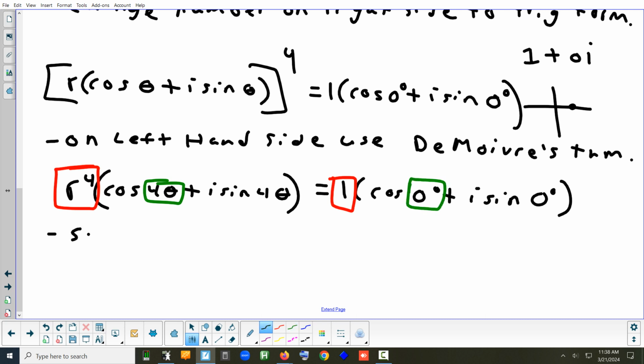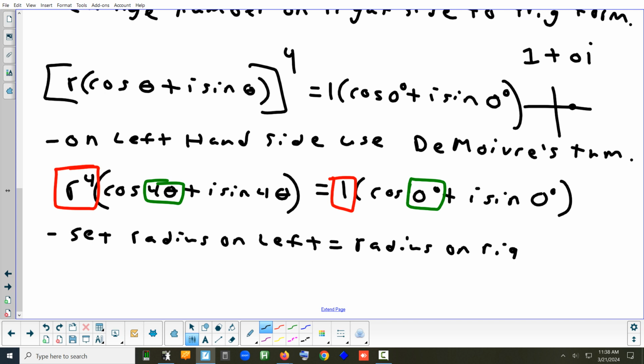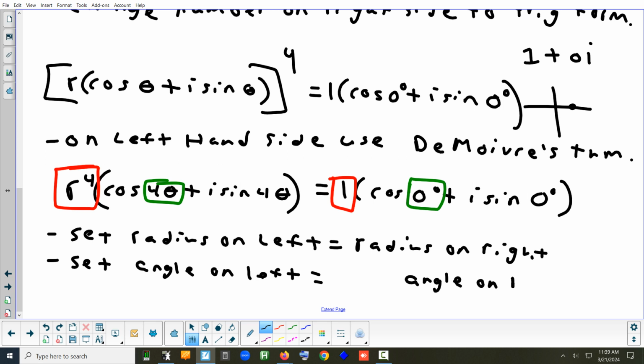So now, set the radius on the left equal to the radius on the right. Set the angle on the left equal to, what do you think I want to put on the other side? Leave a little bit of space there. The angle on the right.